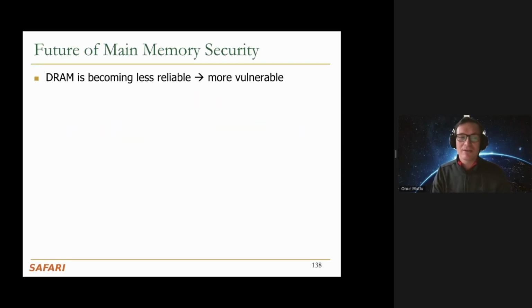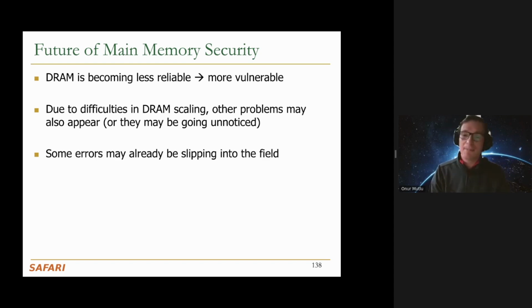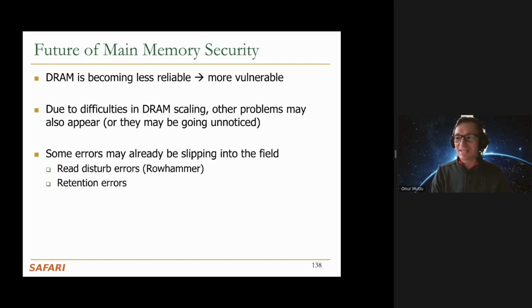Essentially, what we have shown is that DRAM is becoming less reliable and more vulnerable. Due to difficulties in DRAM scaling and in detecting errors, other problems may also appear, or they may be going unnoticed. Some errors may already be slipping into the field. Clearly, Rowhammer is one, and we know that it's slipping into the field. But I believe retention errors are also similarly slipping into the field, except it's very hard to gather evidence to actually show that directly. Read errors and write errors may be slipping into the field, and who knows what else.